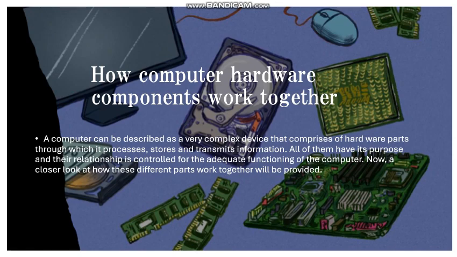In this, let's discuss how computer hardware components work together. A computer can be described as a very complex device that comprises hardware parts through which it processes, stores and transmits information. All of them have their purposes and their relationships are controlled for the functioning of the computer. Now a closer look at how these different parts work together will be provided.